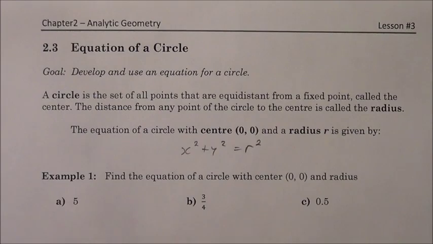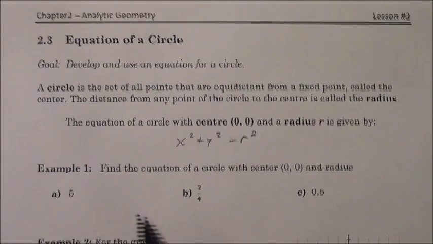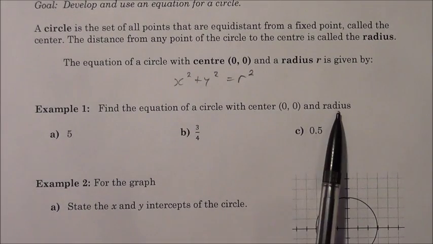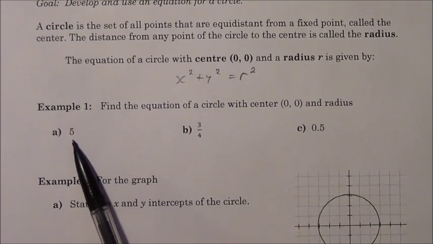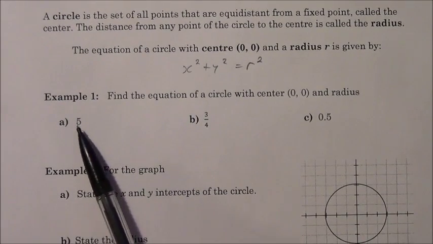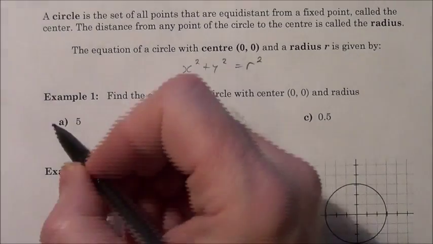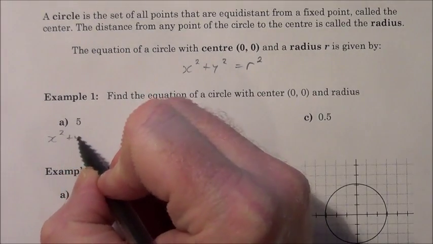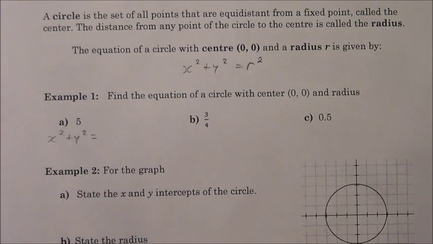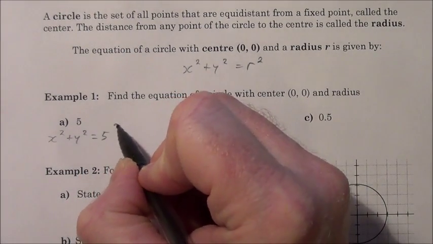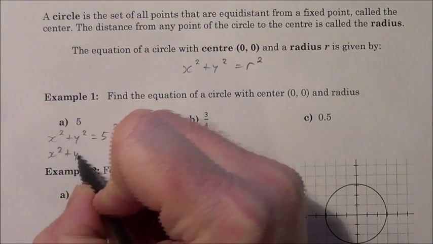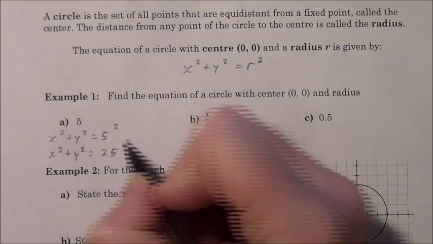And so now all we have to do is just use that formula to find different equations of circles. So for example 1, find the equation of a circle with center 0, 0 and radius, well here's radius of 5, so all we have to do is substitute that radius of 5 in for r there. So the equation would be x squared plus y squared equals 5 squared. And that can simplify to x squared plus y squared equals 25.